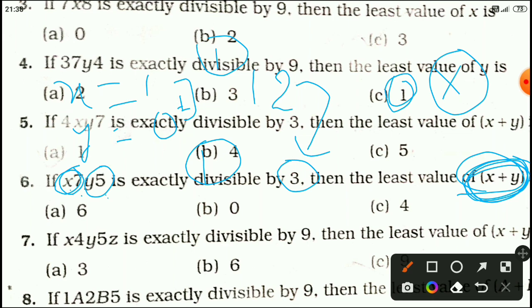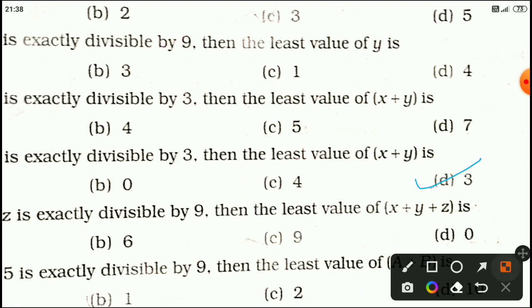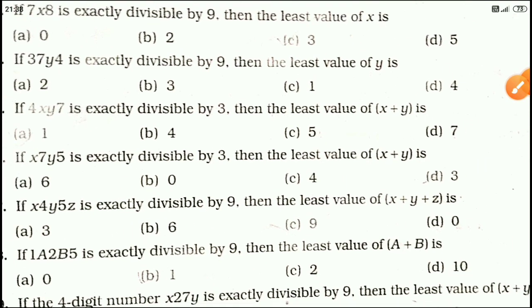Then which number is divisible by 3? 15 is divisible by 3. Then what do we have to do? In 12 we have to add 3. So 3 is the least number, and this is option D. Option number D is correct. Now let's move to the next.